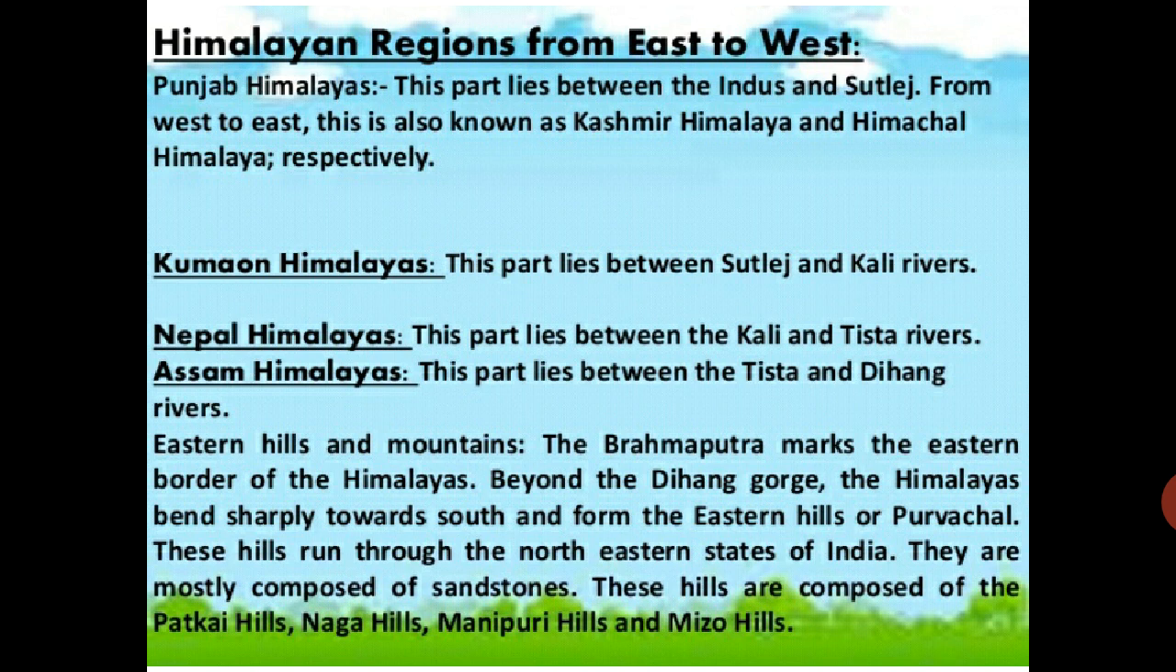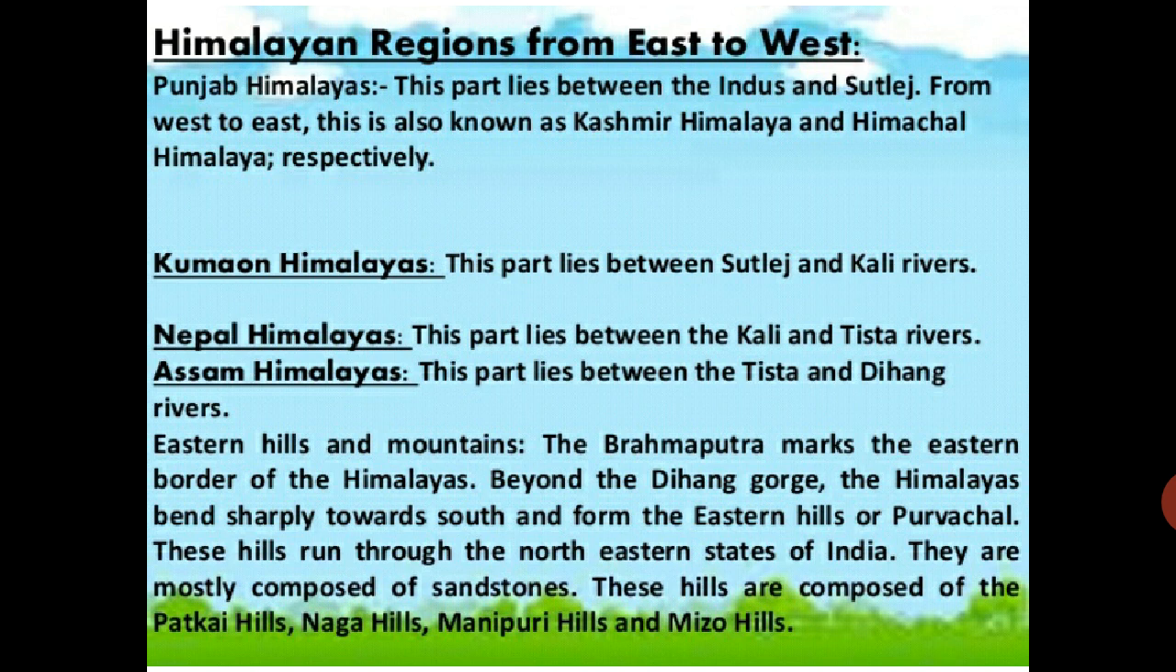See, the Himalayan region from east to west. There are four sections of the Himalayan region. Punjab Himalayas. This part lies between the Indus and Satluj rivers. From west to east, this is also known as Kashmir Himalaya and Himachal Himalaya respectively. See, sections are there. Three ranges are there.